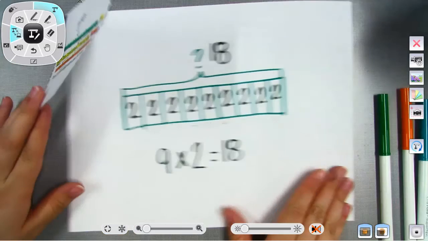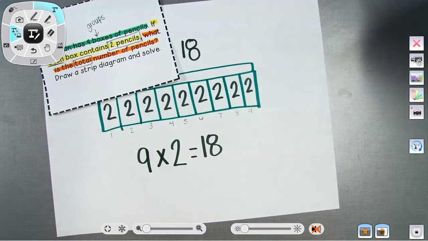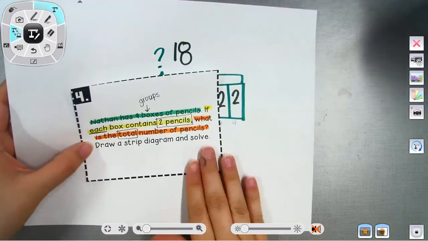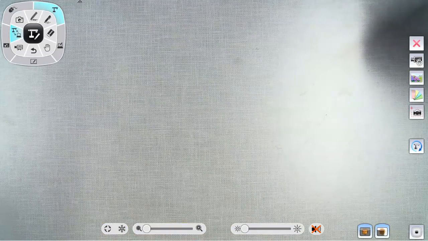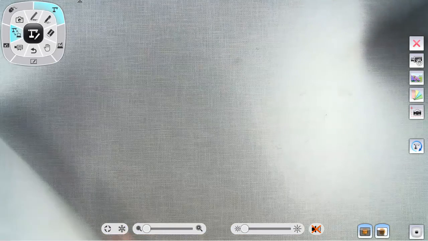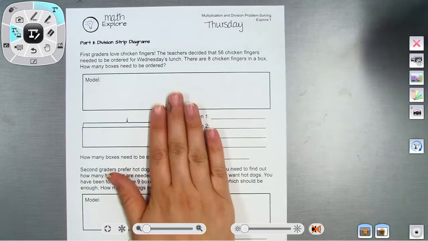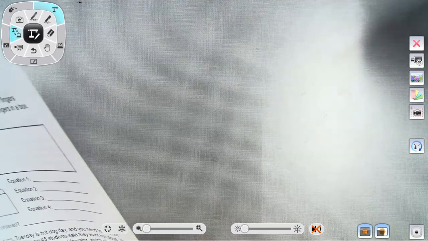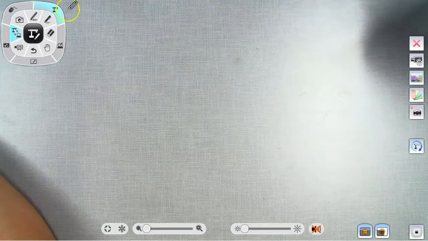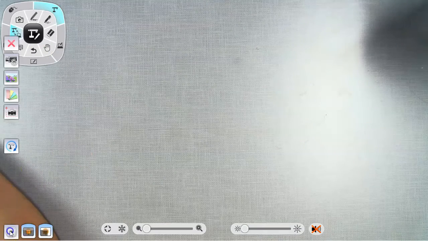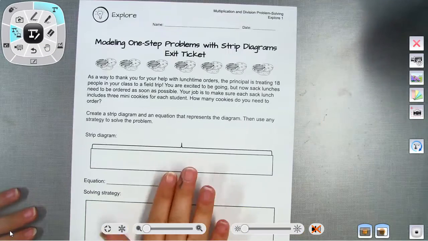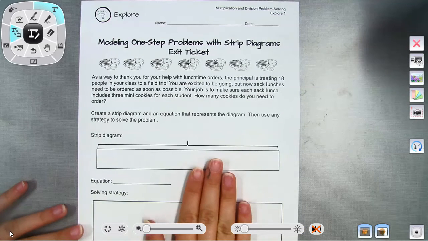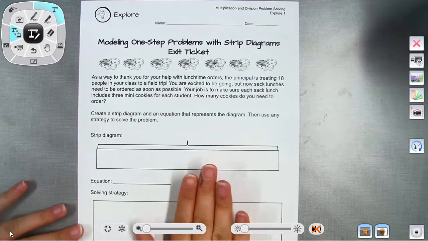So now let's talk about the math. The next, I'm missing a paper. Where did it go? Go find my paper. Okay, I found it. Before we move on to your next video, I want you to complete this strip diagram.